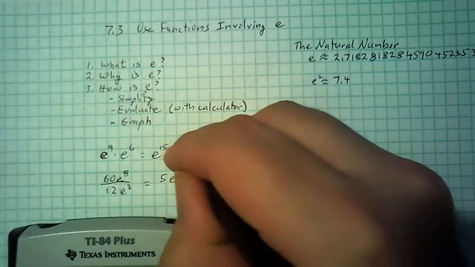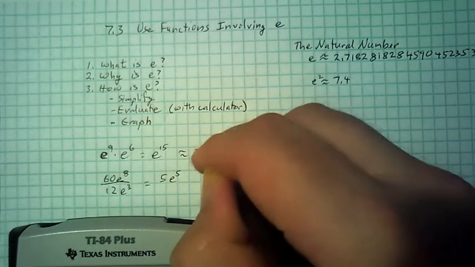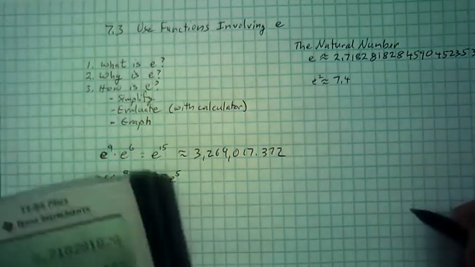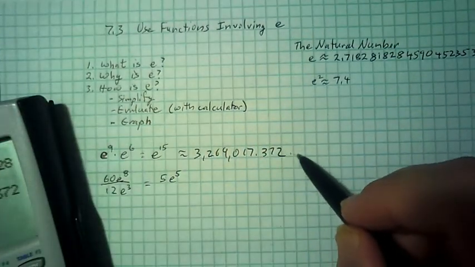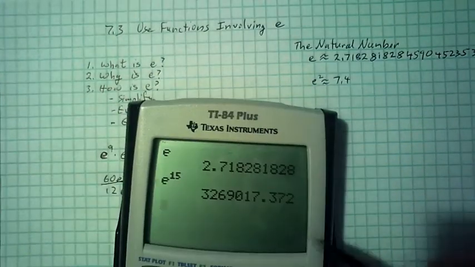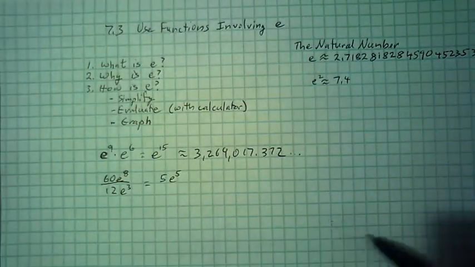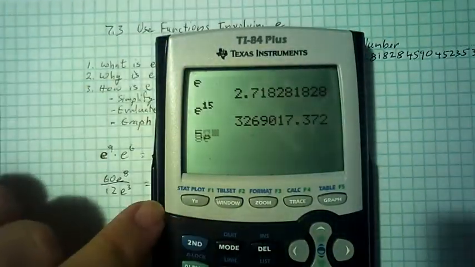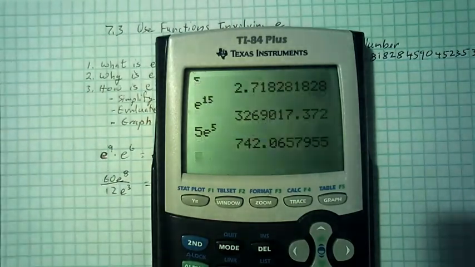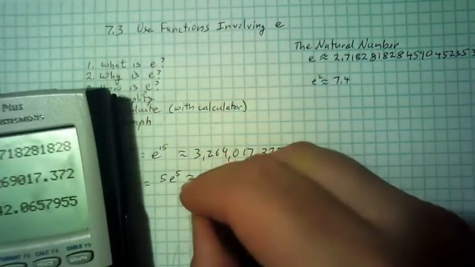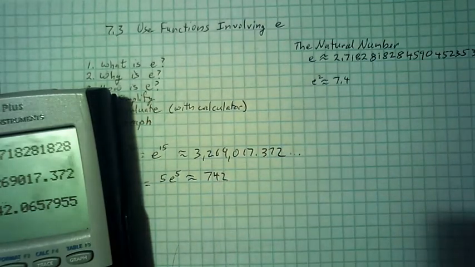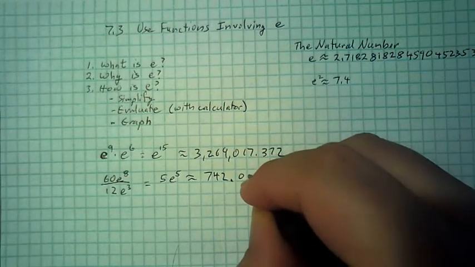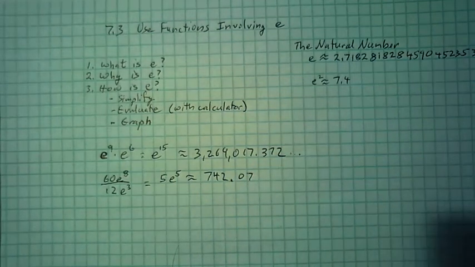3,269,000. 3,269,000, 17.372. It keeps going, but at some point you're going to need to stop writing digits. 5e to the 5th, very similar. 5, put in the e to the 5th, 742-ish. I suppose in algebra we like 2 decimal places by default, so there it is.